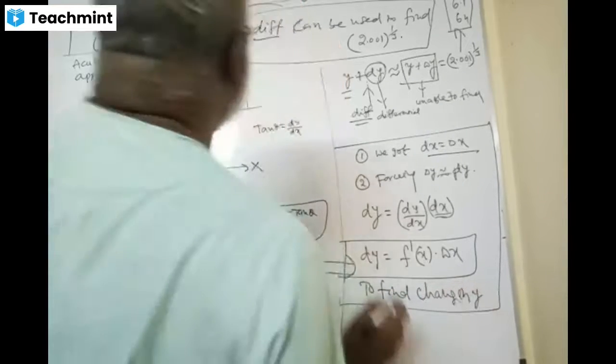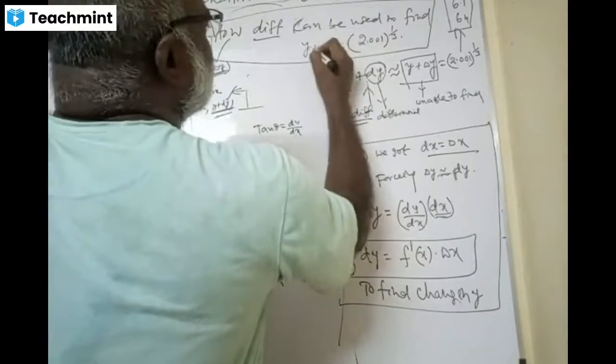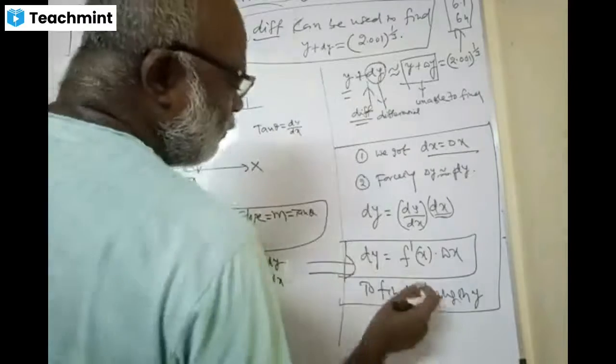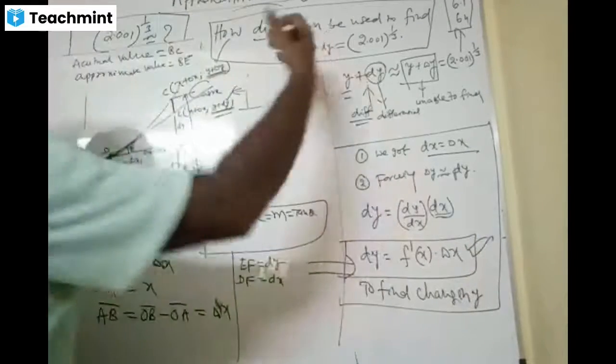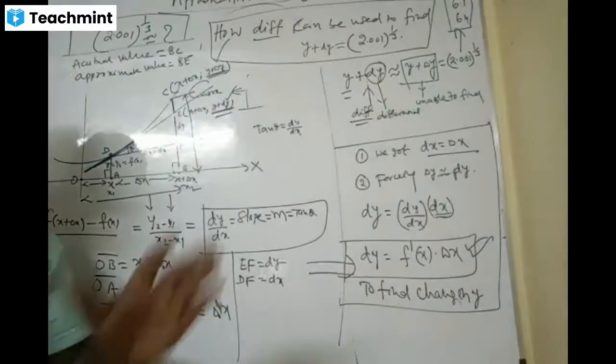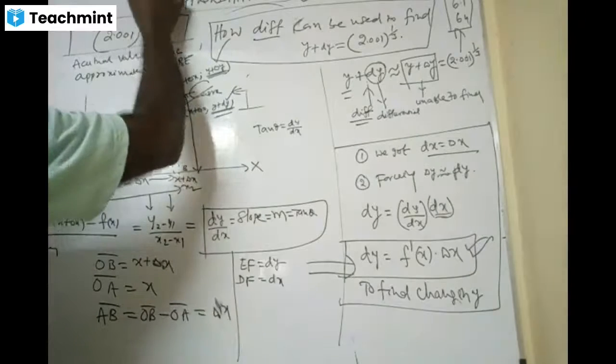Depends, sometimes they ask for y plus delta y, which is called y plus dy. Once you find out dy and add it to y, you get the answer. Yes, that's how we solve these 6.4 approximations.